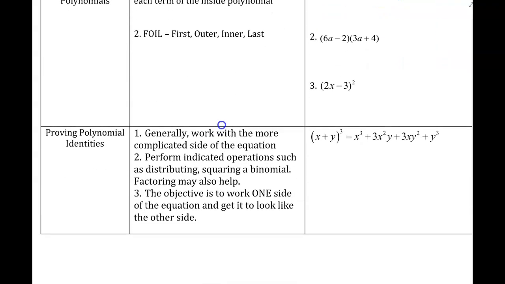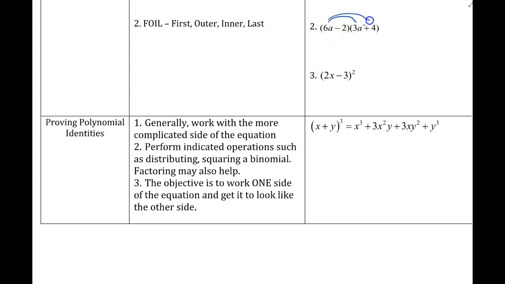When we FOIL, we distribute the first term and the last term. Our first term would become 18a squared. 6a times 4, that would give us plus 24a. Minus 6a, and then minus 8. Then we're just going to combine like terms. We have 18a squared plus 18a minus 8.